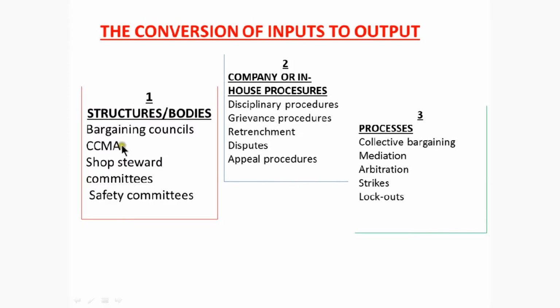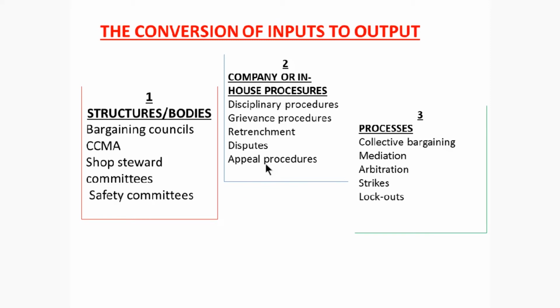Okay. The CCMA. CCMA is the Commission for Conciliation, Mediation, and Arbitration, where disputes are resolved. Okay? Then you have shop steward committees, as well as safety committees. If you look at number 2, which is company or in-house procedures, we have disciplinary procedures, grievance procedures, retrenchment, disputes, and appeal procedures. It is essential for a student to understand that these form part of the conversion of input into output under category number 2, which is in-house procedures.